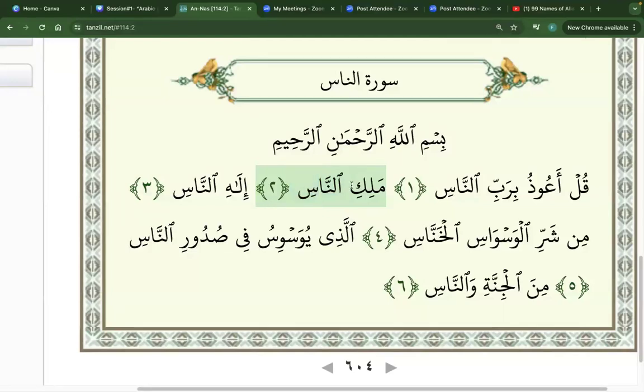So now, you're going to listen to the translation and then you're going to give me the reason for the jar. Okay? Ready? Malik, Malikin Nasi, owner of the people. Owner of the people. Or master of the people. Now tell me the reason. Why is Anasi jar? Very well done.